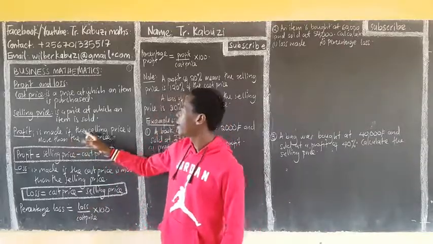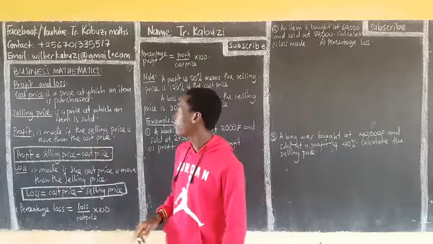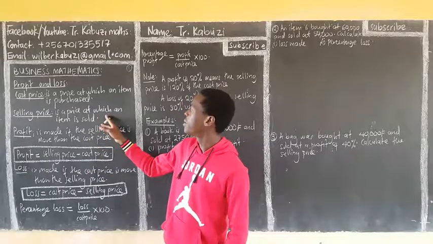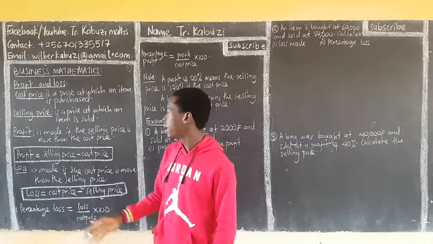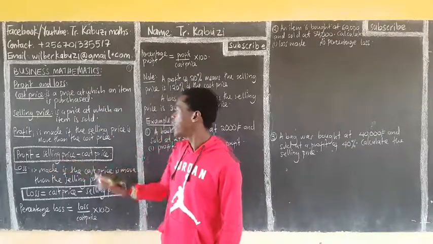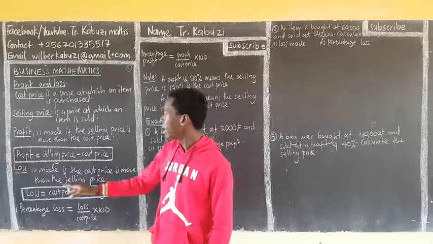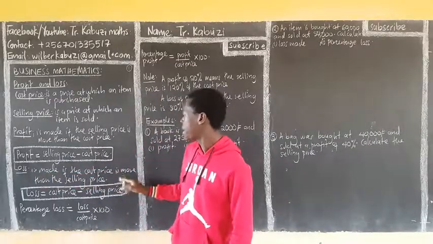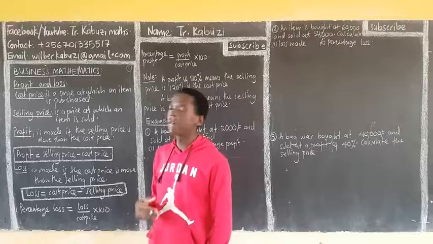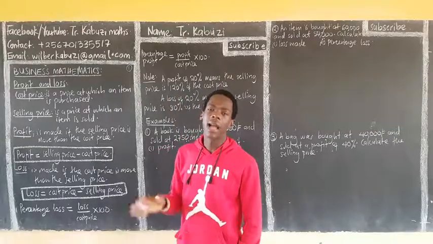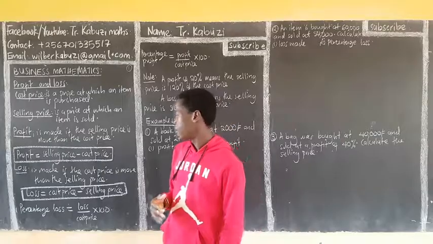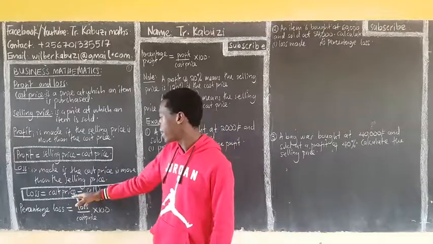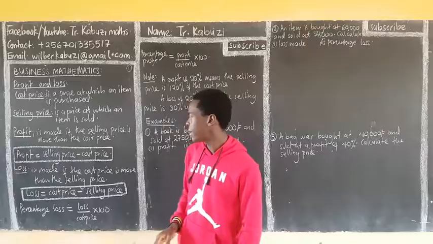The profit is made if the selling price is more than the cost price. How do you get a profit? You get the selling price minus the cost price. The loss is made if the cost price is more than the selling price. So if you sell a product at a lower price than the cost you bought it at, then that will be a loss. And it's given by the cost price minus the selling price.